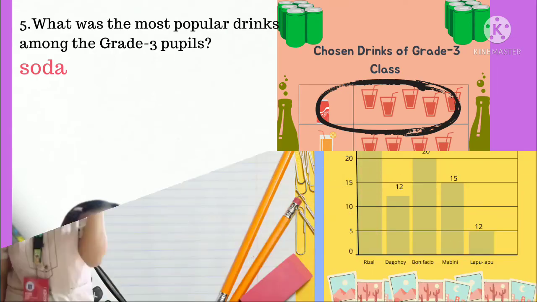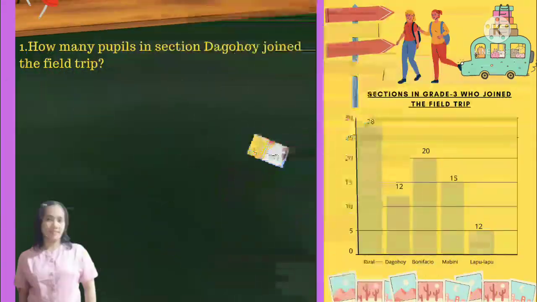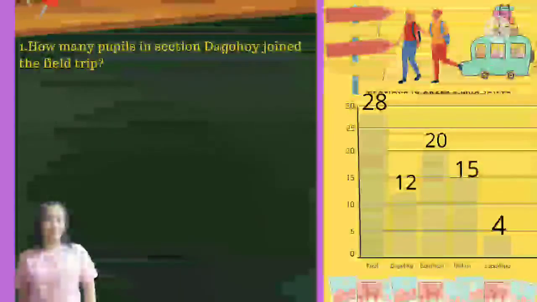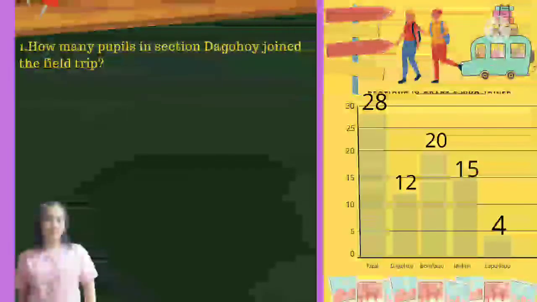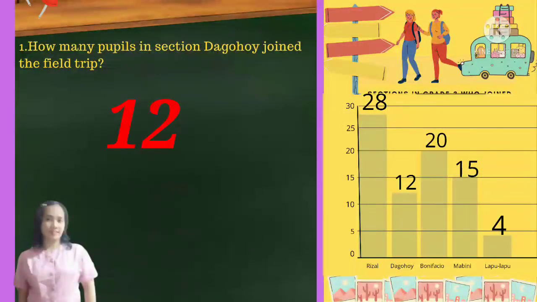This is our next activity. Be good with bar graph. Study the graph carefully and then later on, be ready to answer the questions. Number 1. How many pupils in Section Daguhoy joined the field trip? Did you answer 12? Way to go!